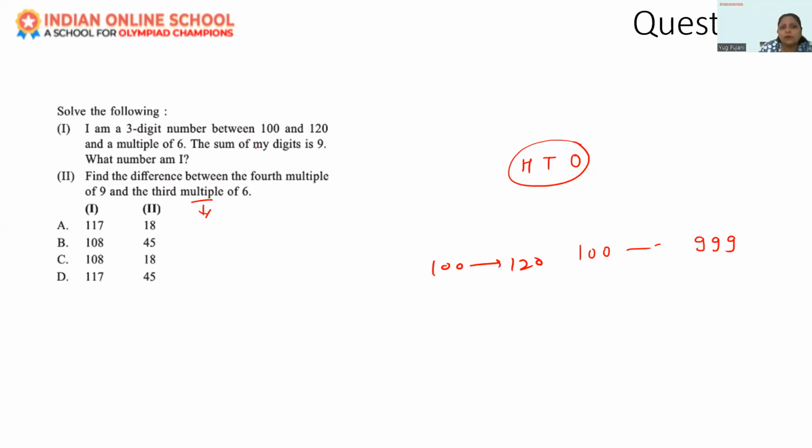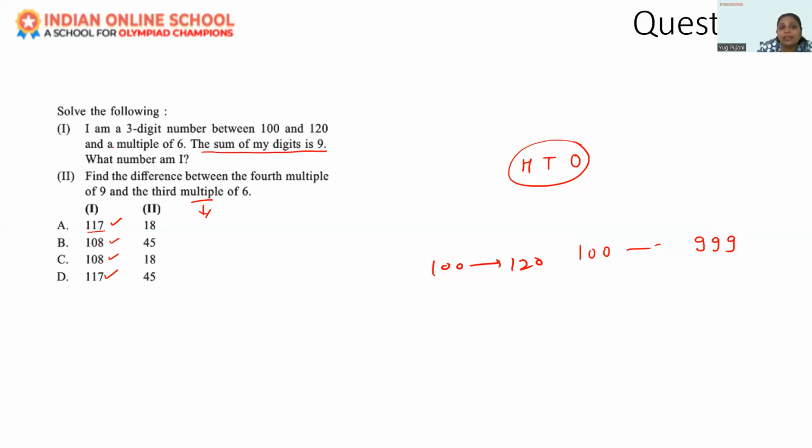See, they said the sum of the digits will be 9. If you see, all the options are 9: 1, 2, 7 is 9, this is also 9. Their sum of digits is also 9. So the second condition is satisfied in all the values. Fine. Now I have to satisfy the first condition, so what do I do?